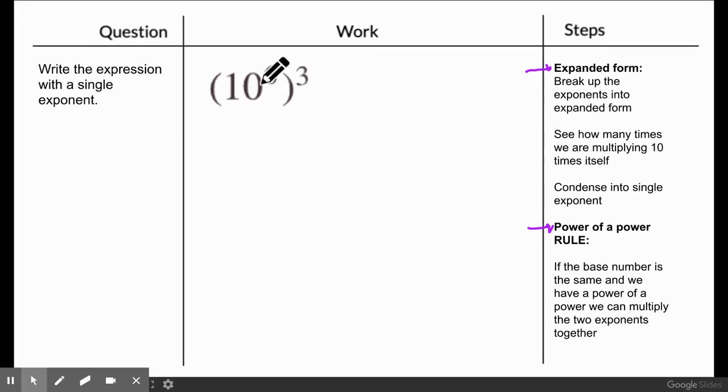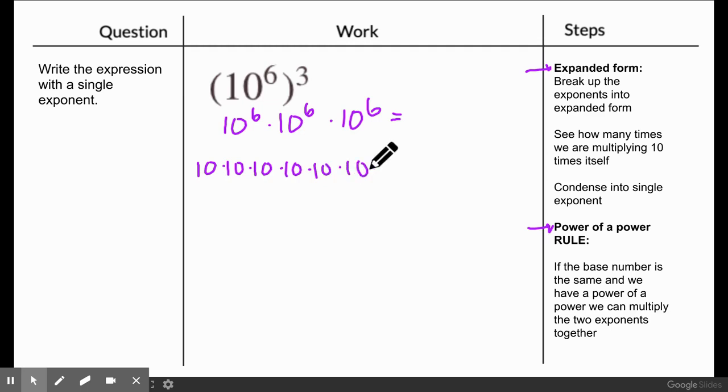First of all, I know 10 to the power of 6 is like taking 10 to the power of 6 and multiplying it by itself 3 times. So we have 10 to the power of 6 times 10 to the power of 6 times 10 to the power of 6. We'll talk about our rule about multiplying exponents in just a little bit. But for expanded form here, I know that 10 to the power of 6 is multiplying 10 times itself 6 times, and I have 3 of those, so I have to do that 3 different times.